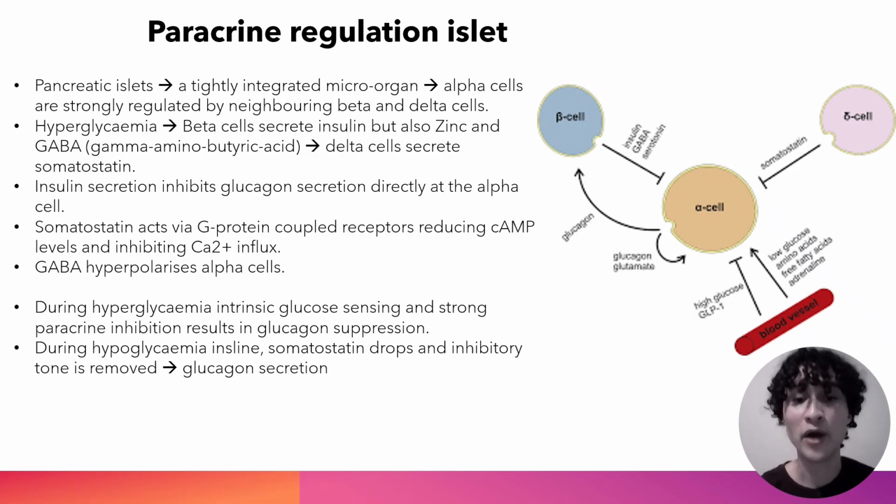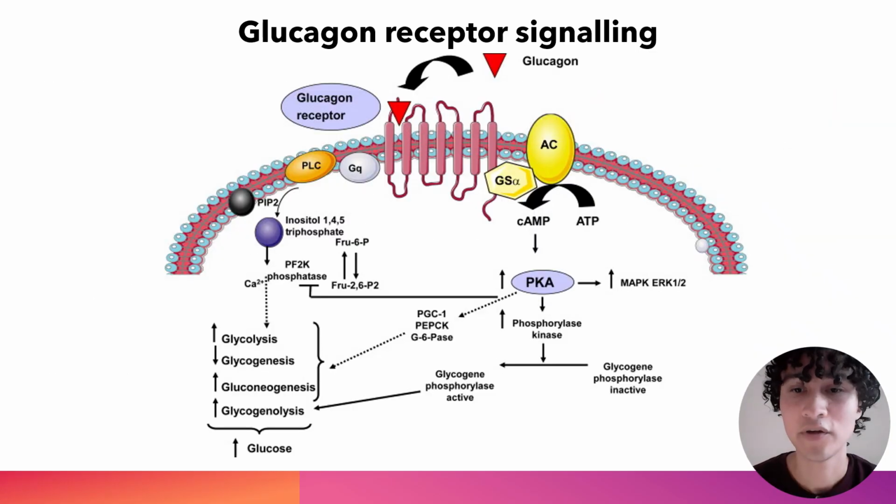So during hypoglycemia, however, insulin and that somatostatin drops dramatically, and so that calcium influx can be facilitated, if you like, and it can then allow for glucagon secretion or cell-mediated exocytosis of glucagon into the bloodstream. So glucagon signals through G protein coupled receptors. And I mentioned before, muscle cells do not have glucagon receptors.